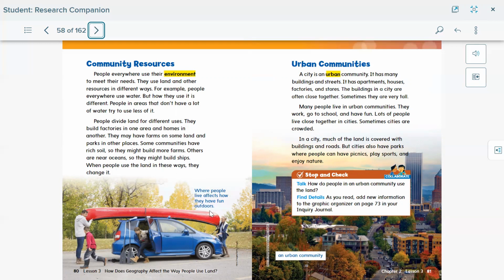So where people live affects how they have fun outdoors. For example, people living nearby mountains and cold weather can do lots of skiing. People living nearby beaches will be doing lots of water activities. People in the city will also be doing activities related to the city, probably indoors, or they need to drive to do some other activities outdoors.